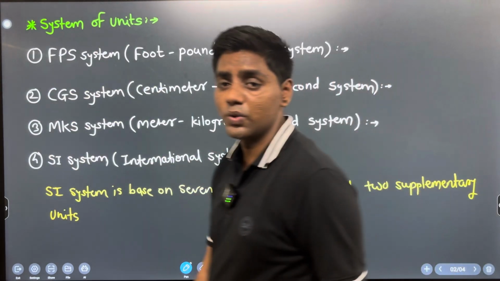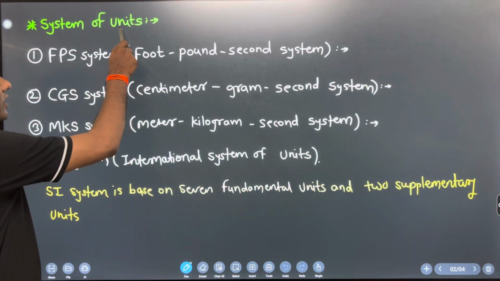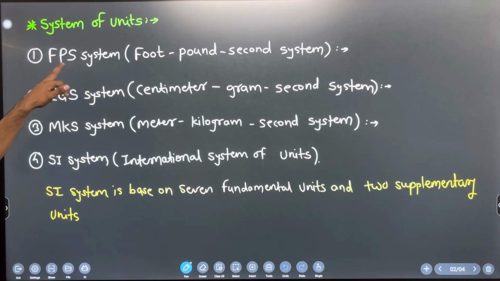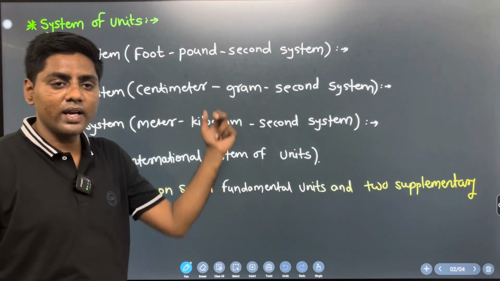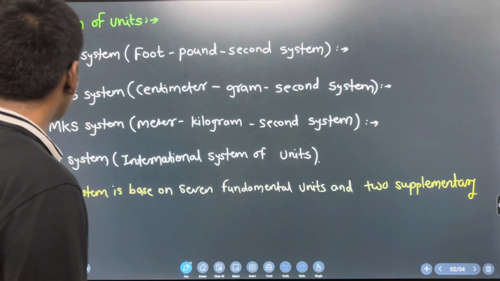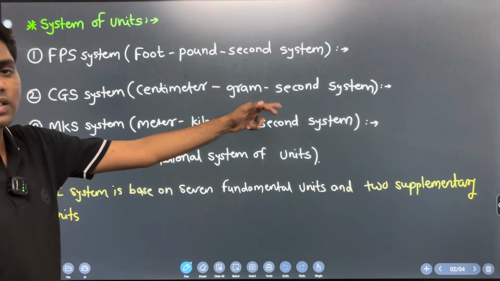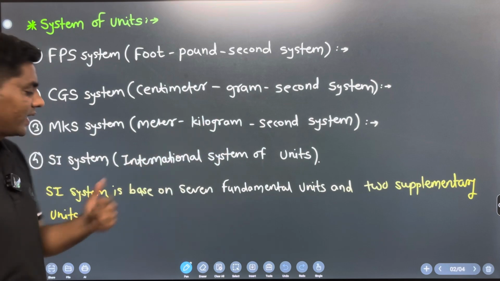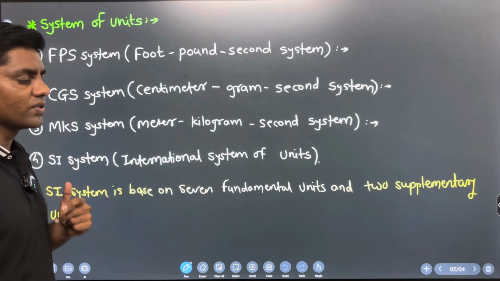Now we have to study the systems of units. There are 4 systems of units. Remember, first FPS means foot, pound, second. Commonly this system is used in Britain. Next the CGS system, that is centimeter, gram, second. Next the MKS system, that is meter, kilogram, second. Next the SI system, the international system of units.